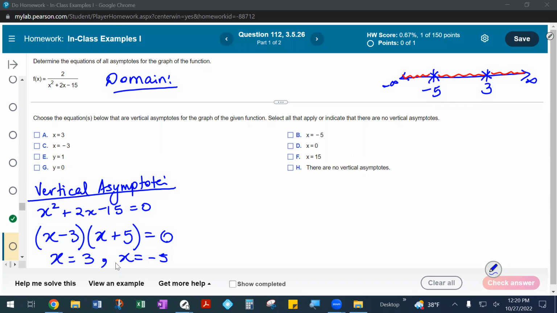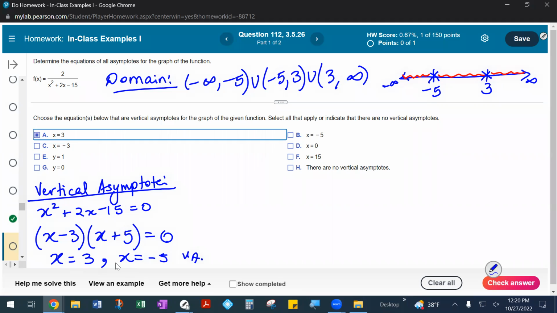Negative infinity to -5, then -5 to 3. Very good, perfect. And then, of course, those are the same numbers where we have our vertical asymptotes. So that would be x equals 3 and x equals -5, those two. And they're asking us to find all the asymptotes, so that, of course, also includes horizontal.